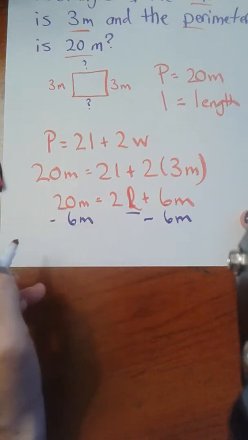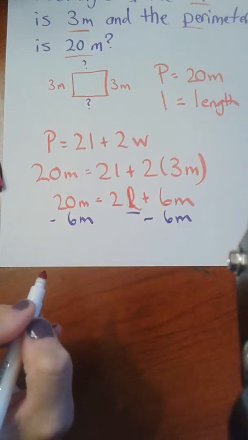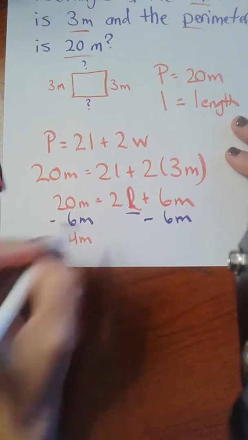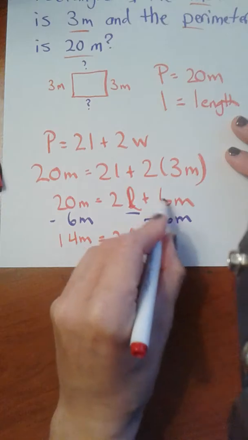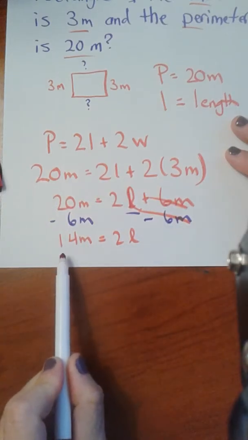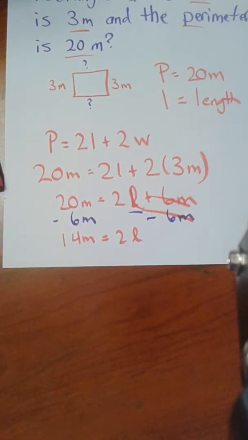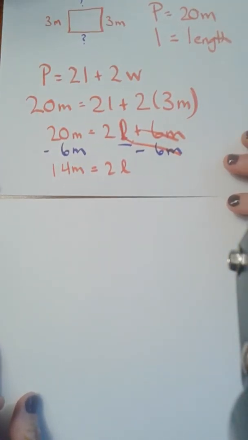So 20 minus 6 is 14 meters, equals 2L, which I don't know yet, and 6 minus 6 is 0, so that just cancels itself out. Now what do I have left? I have 14 meters equals 2L. Okay, I can deal with this. I know what's going on here. I have to use the inverse operation again to get that L all by itself, so I can solve what 1L is.